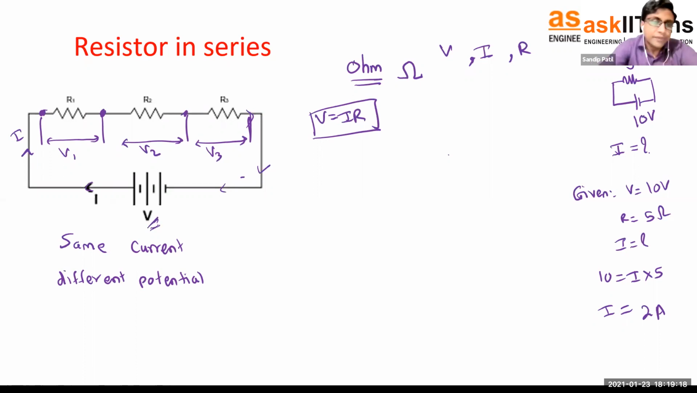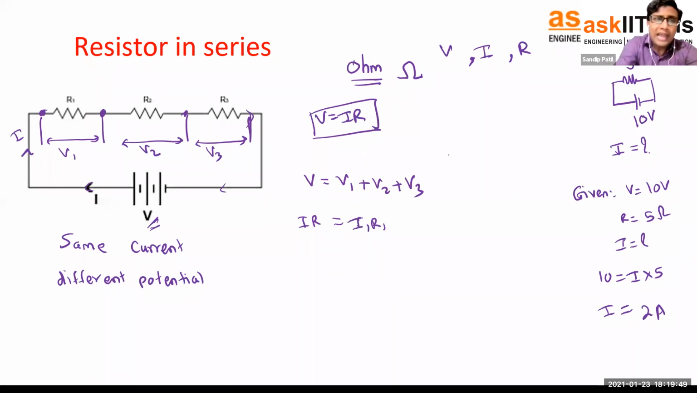Remember that part too. Okay, so what I can say here, simple, V is equal to V1 plus V2 plus V3. Who is going to remain same? Current. Who is going to change? Potential. Simple. Now let's see the formula for V. It is IR, right? IR is my basic formula. And for V1, V1 is the potential difference across R1.